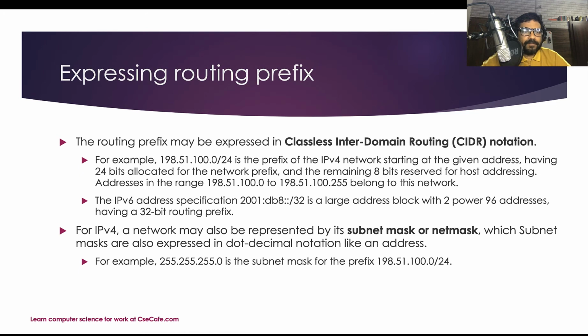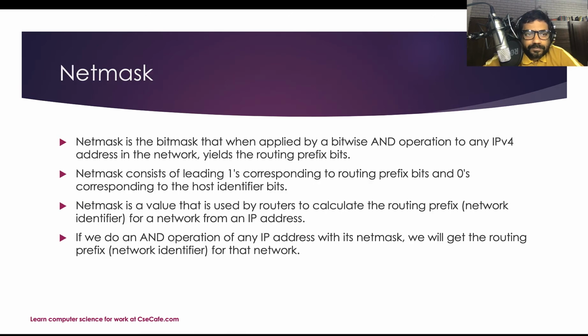Expressing the routing prefix, we already saw. You express it with slash, like slash 24. Here 24 is the routing prefix, or slash 32 below, it is a routing prefix. And as somebody mentioned, it is also called a subnet mask or net mask. And what is a net mask? A net mask is a bit mask that is applied by a bitwise AND operation.